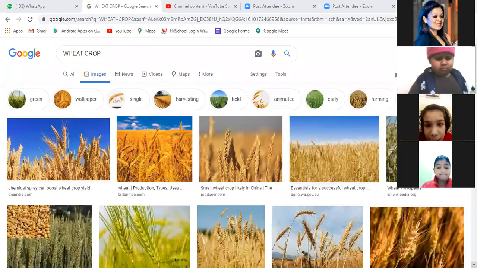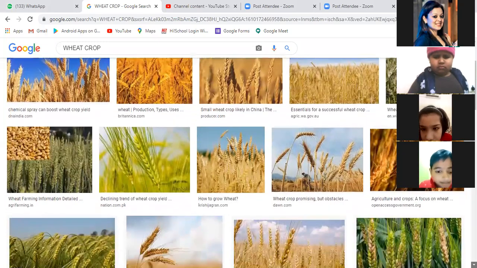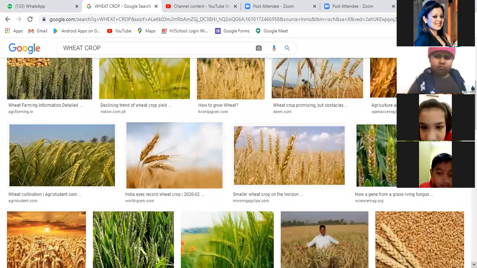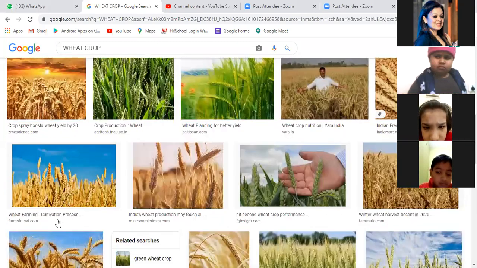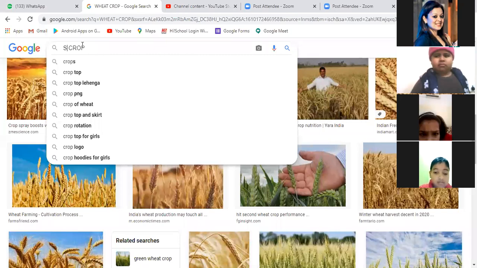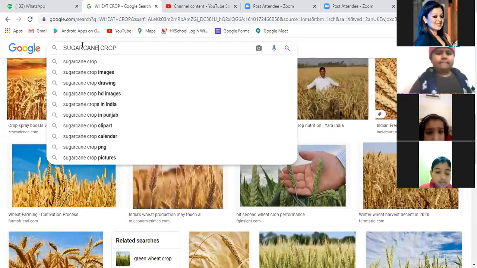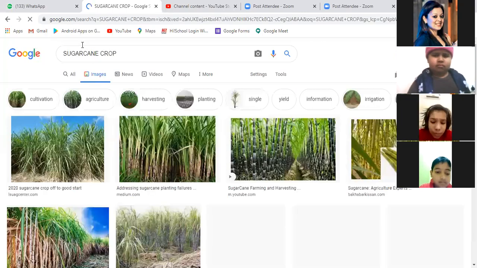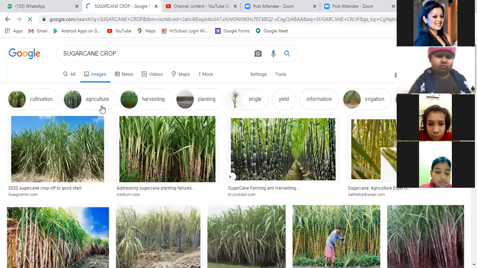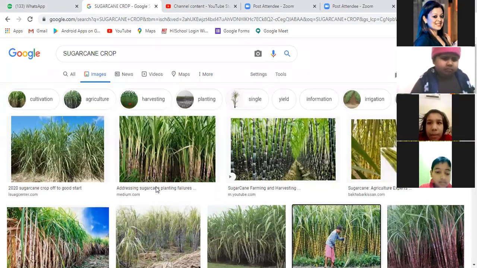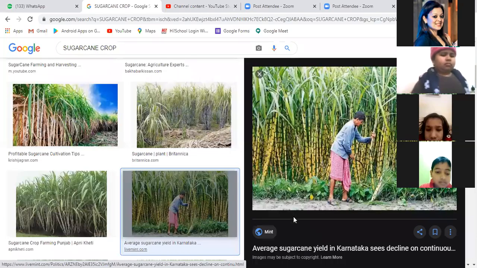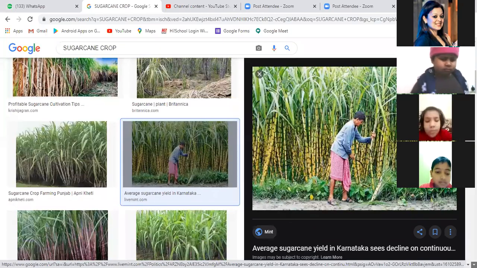Can you see the pictures of wheat? Yes, ma'am. What I have typed on Google is wheat crop. Now, suppose you want to draw sugar cane. Sugar cane grows in which state? Ma'am, sugar cane grows in Punjab and also in Uttar Pradesh. Now can you see the pictures of sugar cane? Yes, ma'am. This is how you can look for various pictures, pick one and draw it. Now see how beautiful these sugar canes look in this picture.